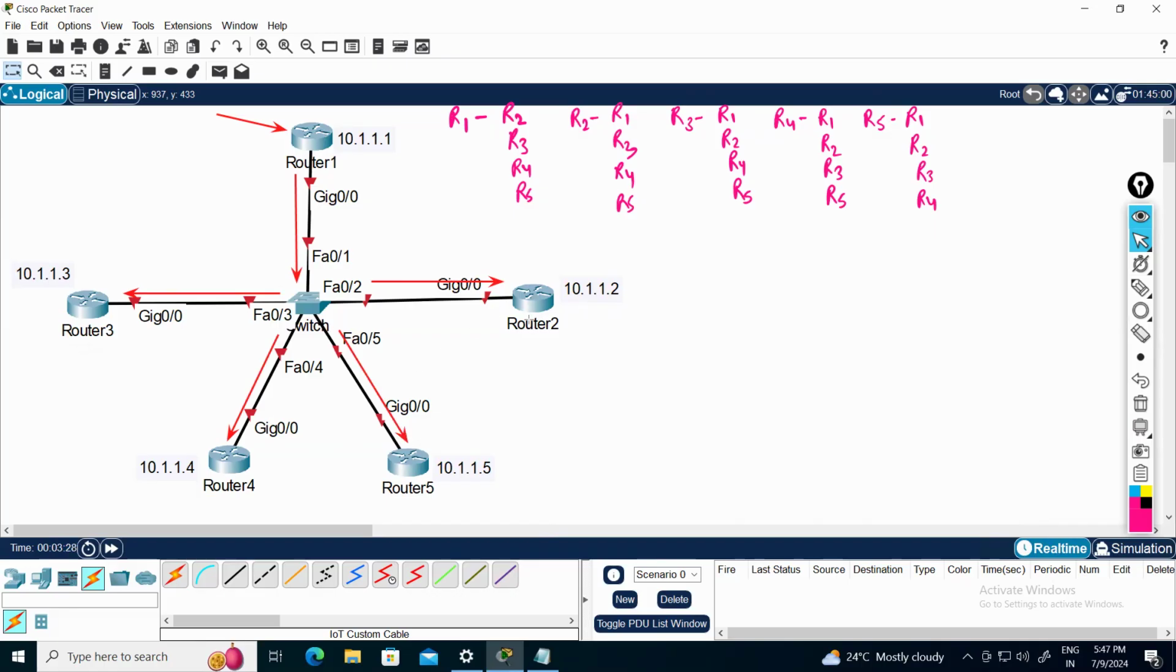Now, if you see here, R2 received some new information. Now R2 is supposed to inform all its neighbors. So what is R2 going to do? R2 is going to say, hey, everybody, I have received some new information. So it has received information from where? R1. So to R1, it will not inform, but to all other neighbors, it will send the information.